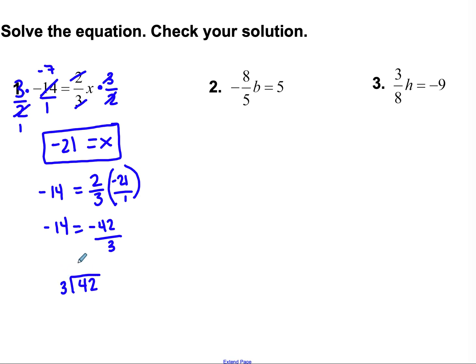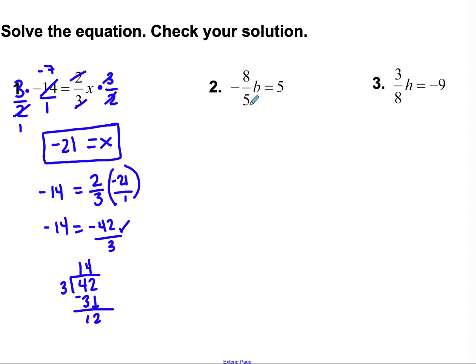Let's double check that. 3 goes into 4 once. 4 minus 3 is 1. We bring down the 2. I get 14. Different signs, answer's negative. Yep, that checks out. All right, let's take a look at this one.